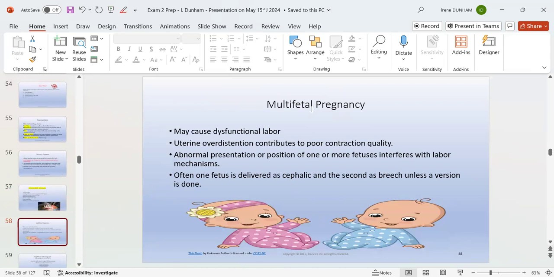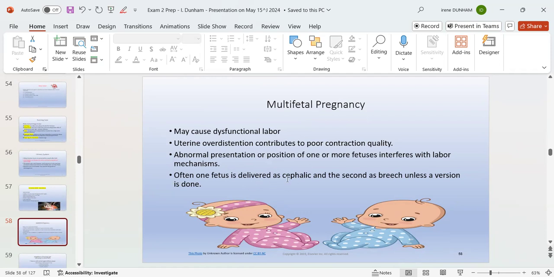If you have maybe a twin pregnancy, it can cause a woman to have dysfunctional labor. The uterus can be over distended and it contributes to poor contraction quality. So you end up with a C-section. Now we have done vaginal deliveries on twins to women who have had a proven pelvis. So this is not her first baby. She could be a grand multipara having twins. So you try to get the baby out.